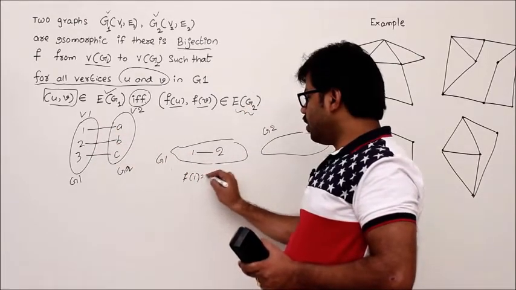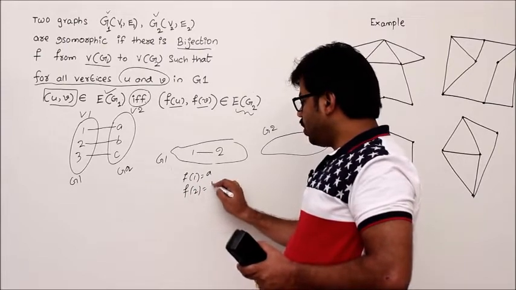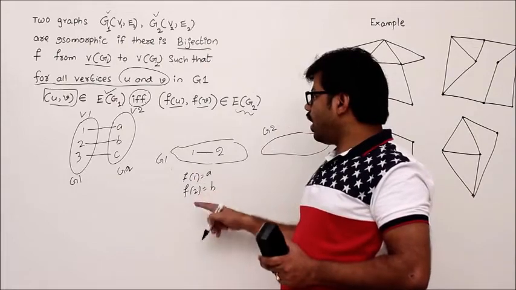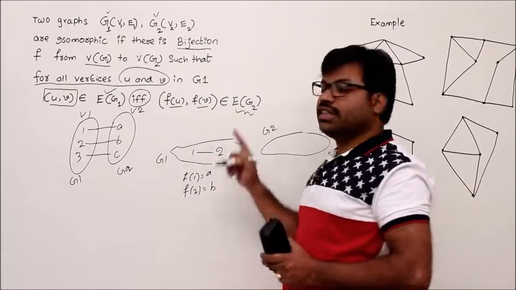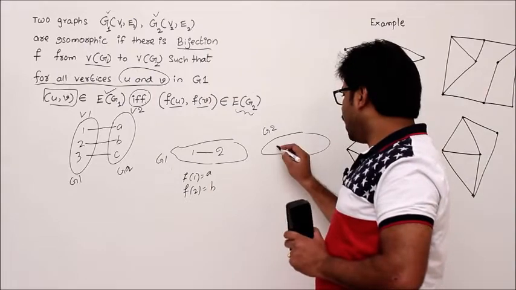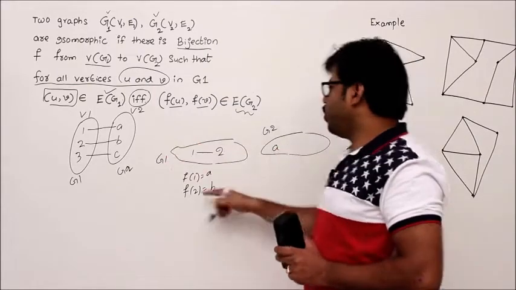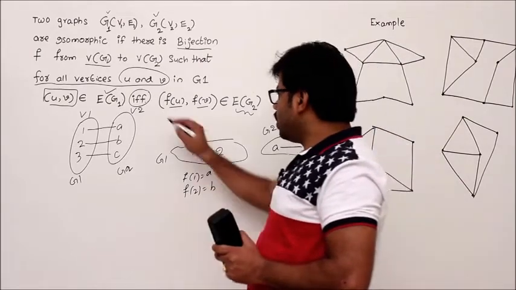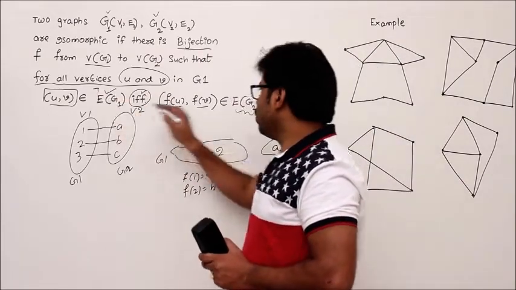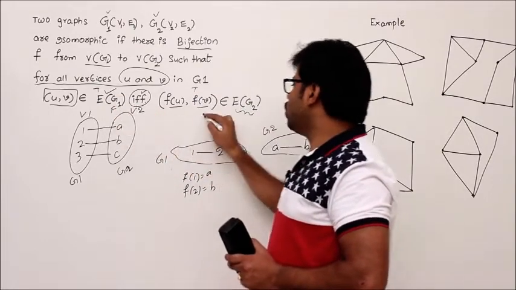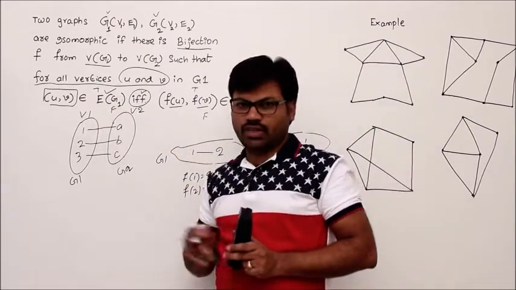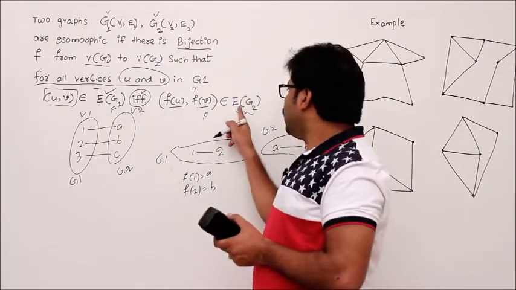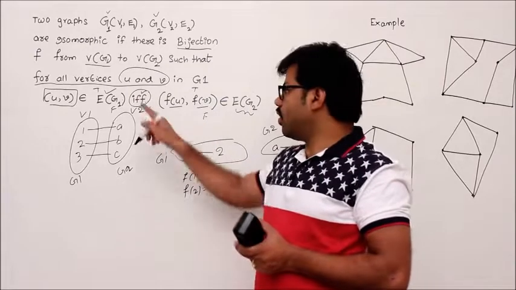f of 1 is A, f of 2 is B. Then according to the definition, if really the two graphs are isomorphic, f of 1 and f of 2 should belong to the edge set of graph 2. That means f of 1 is A, f of 2 is B, and between A comma B there should be an edge. Similarly, the if and only if means: if this is true, this is true; if this is false, this should be false. That means if there is no edge between u comma v in graph 1, then in G2 also there should not be an edge. That is what if and only if means.